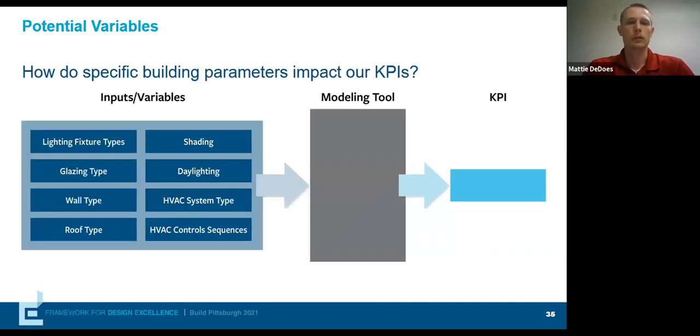Our inputs have also stayed fairly similar since the early stage. Just instead of using model parameters like a wall R-value or a heating system efficiency, we've transitioned to: here are 3 walls that we could actually build. Here are 3 HVAC systems that we're going to design, and we'll test those specific options.